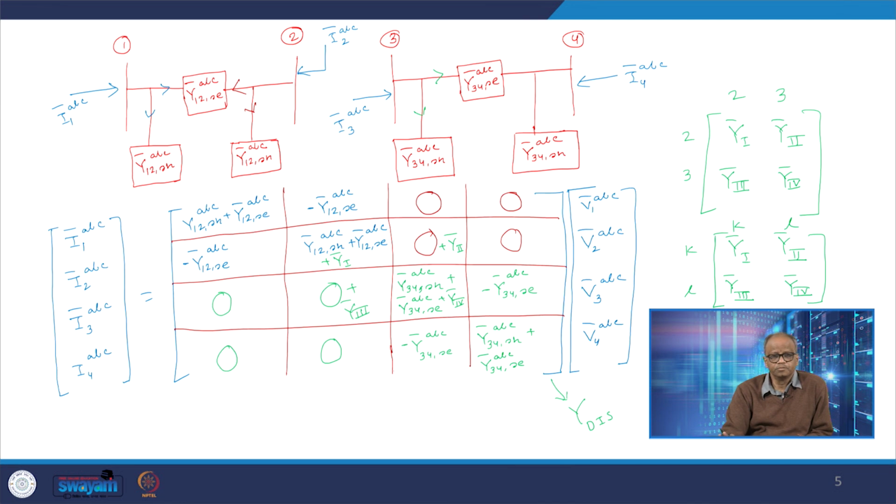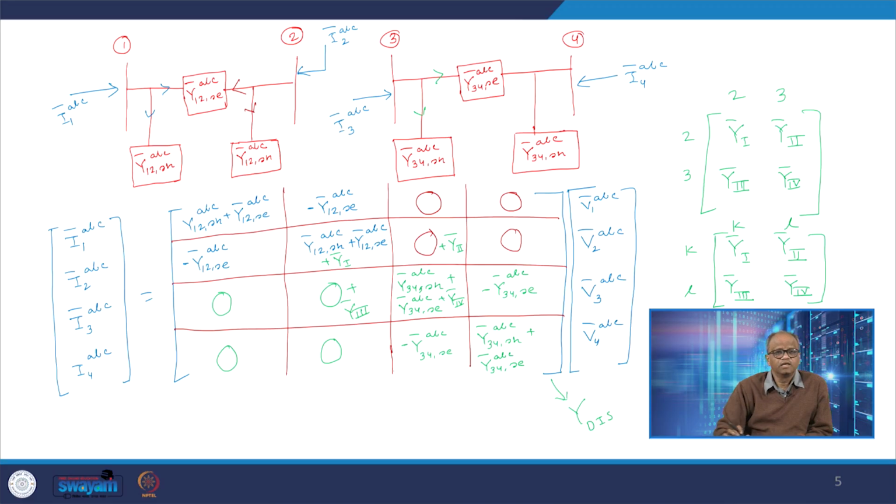This is a very simple algorithm. First we form the disjoint matrix, and then in that disjoint matrix, by looking at the terminal buses, we just add the matrices Y1, Y2, Y3 and Y4 at the corresponding elements.